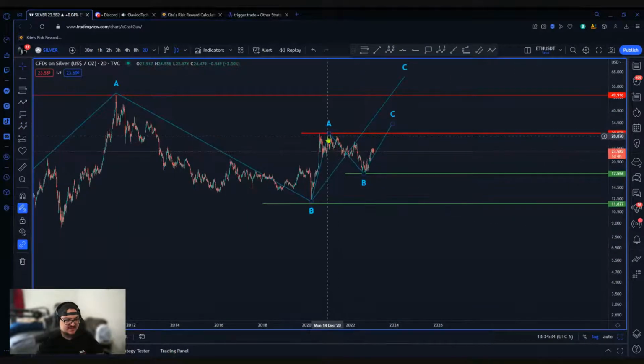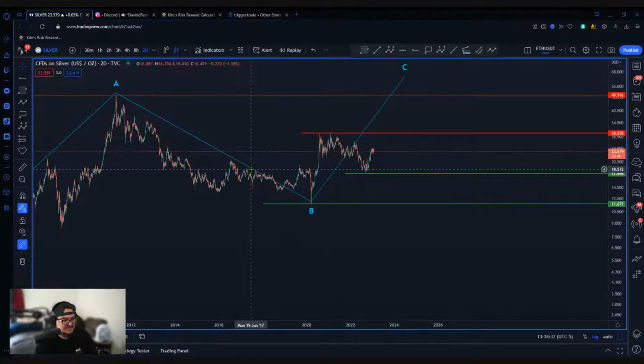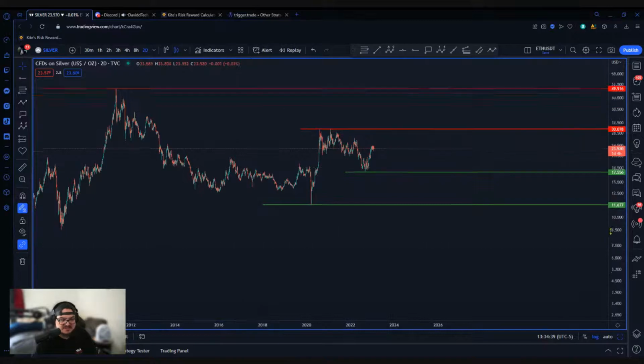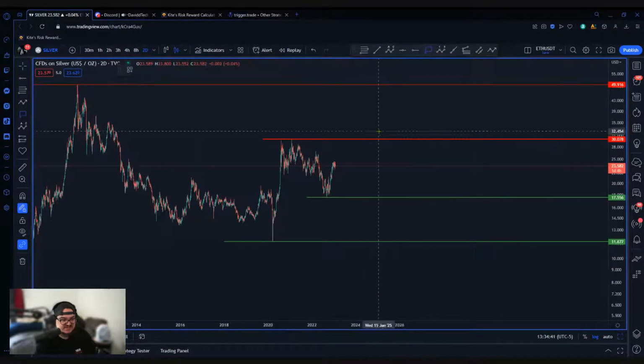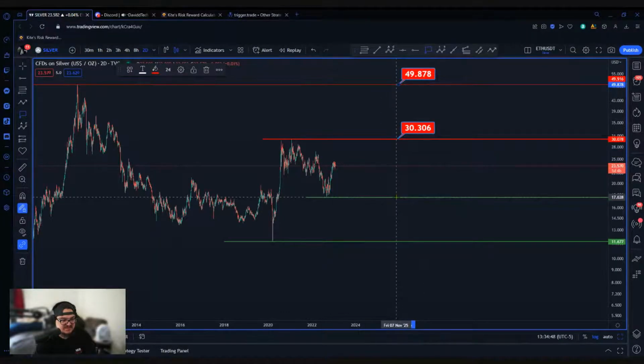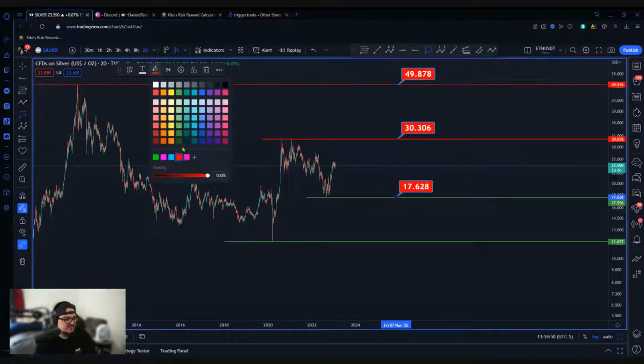So these are the levels to keep an eye on. I'll go ahead and just mark the labels out for you guys, and hopefully we'll see how silver respects these levels, and we might be able to take trades off of these. These are respectable levels, in my opinion. I think these are definitely pivots to keep an eye out on.